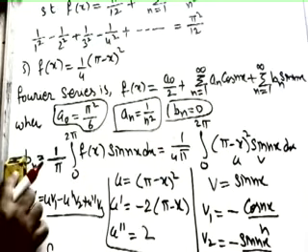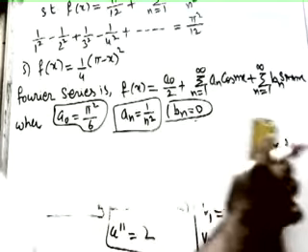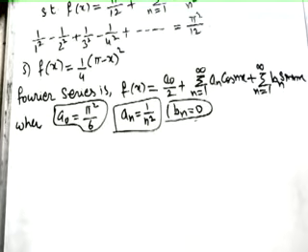Bn equals 0. Now let me substitute in the Fourier series. So we got the values of an, bn, and a0.